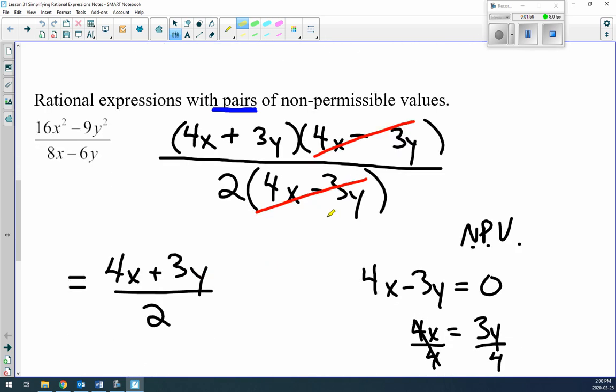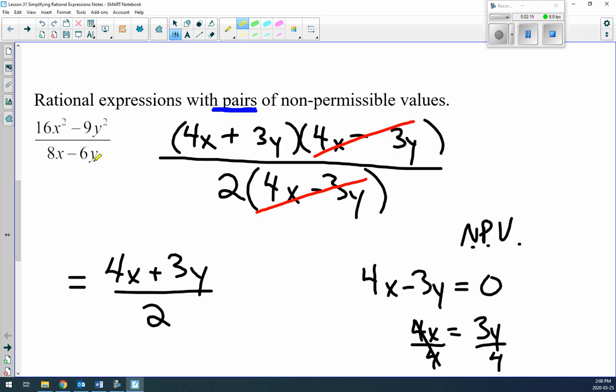So, rational expressions with pairs of non-permissible values. If you look here, we have x's and we have y's. Oh boy. But we can still factor this. Look at the top one. This is a difference of squares. 16x squared breaks down to 4x and 4x. 9y squared breaks down to 3y and 3y. And you can see that it's a negative, so the signs are different.